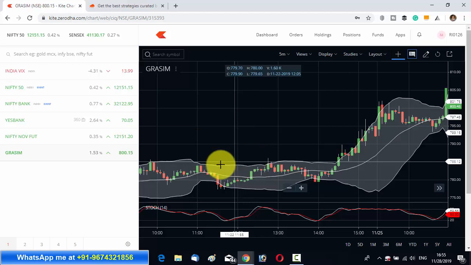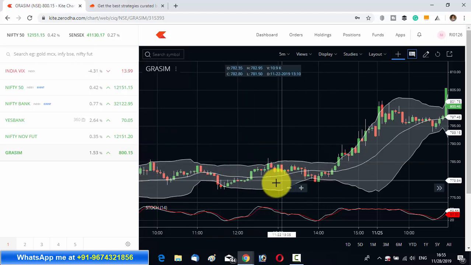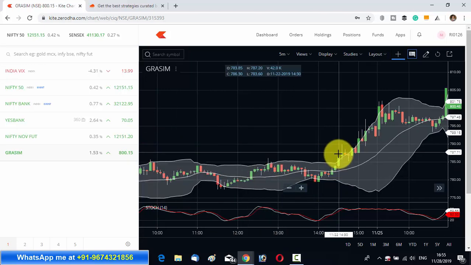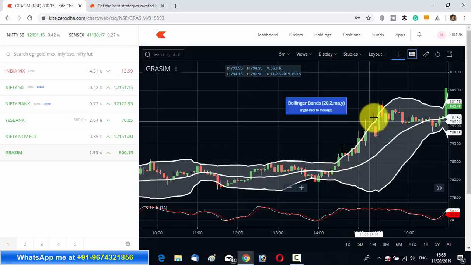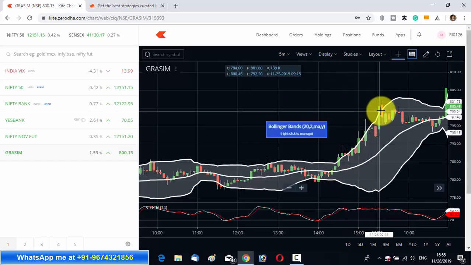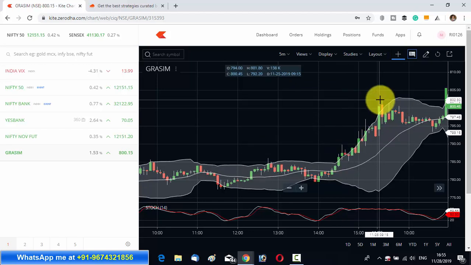Suppose here we got a squeeze, we are getting an up down kind of pattern, and finally we have got two closes outside the band. So these two closes, you can see that the price has actually rallied a lot. So you can make good amount of money from squeeze and the subsequent rally or the subsequent fall.